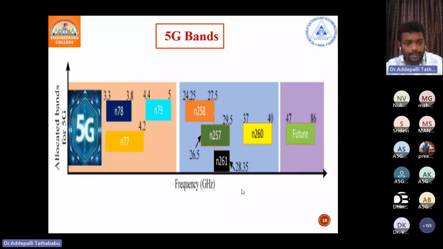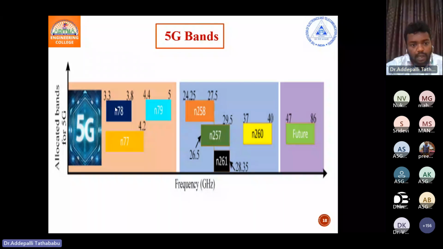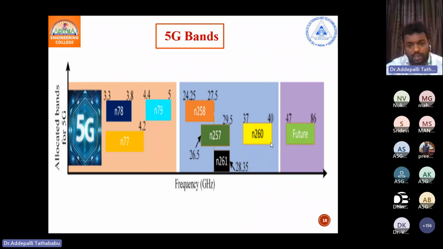Now, coming to 5G technology, as I already said, there are three categories in 5G: lower 5G, sub-6 5G, and millimeter wave. Here, this is the sub-6 5G, and this is the millimeter wave. Three bands are particularly defined: N77, N78, and N79, the new radio bands 77, 78, and 79. N77 is 3.3 to 4.2. N78 is 3.3 to 3.8 and 4.4 to 5.5. This is the sub-6 gigahertz for cellular applications, and for millimeter wave there are N257, N258, N260, and N261. In future, 47 to 87 will come into wireless technology.